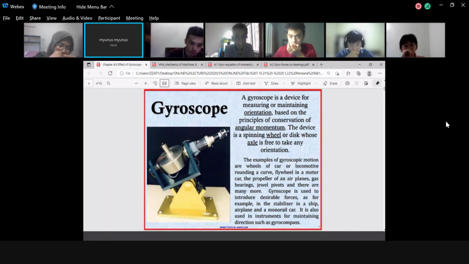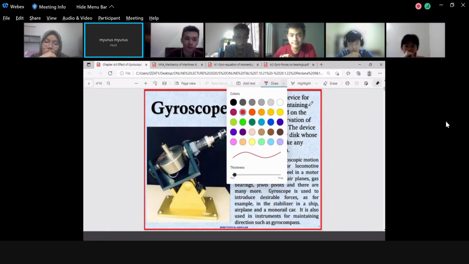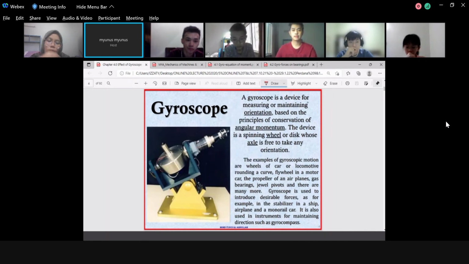So if I can draw here, the gyroscope is a device measuring and also maintaining orientation based on the principle of conservation of angular momentum that you learned in dynamics. So the device is a spinning wheel. Look at that. This is the combination of the device. The spinning wheel. So where is the spinning wheel? This is the spinning wheel.